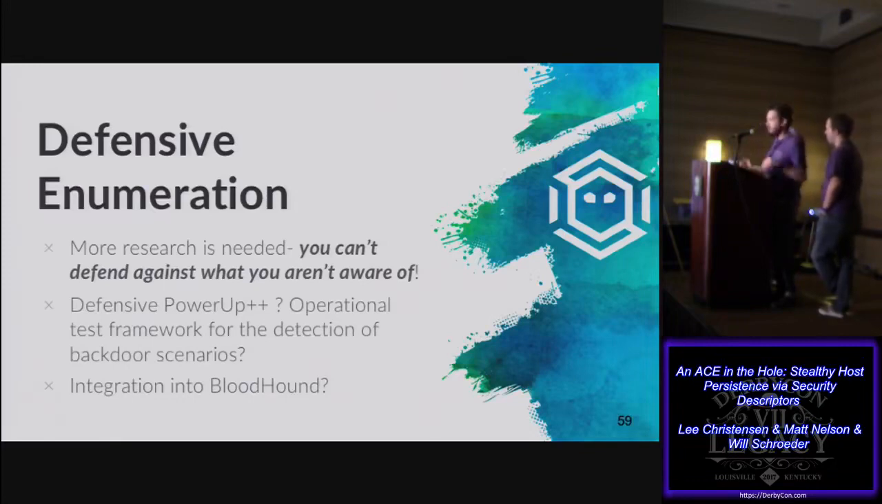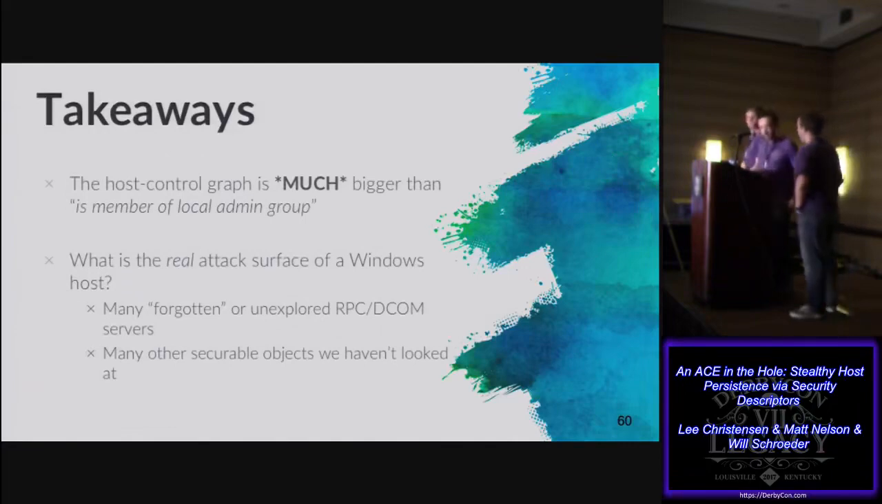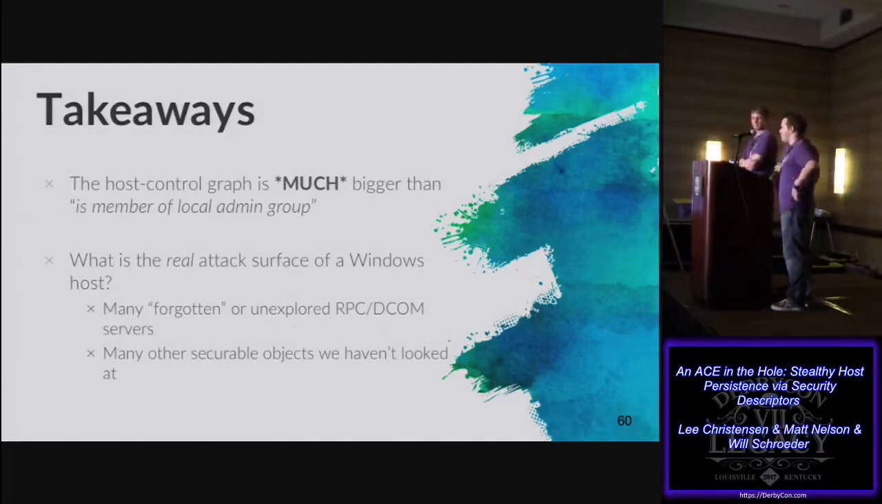Defensive enumeration, again, part of the thing with this talk, along with the research we've been doing recently, is you can't defend against what you are not aware of, right? So we want to build additional tooling for enumeration, try to bring attention to these different components, because we fully believe that adversaries have very likely done this before, but if you're not even aware of what the attack class is, then you don't know how to find it, much less detect it, prevent it, and mitigate against it. So I don't know if you want to hit the takeaways.